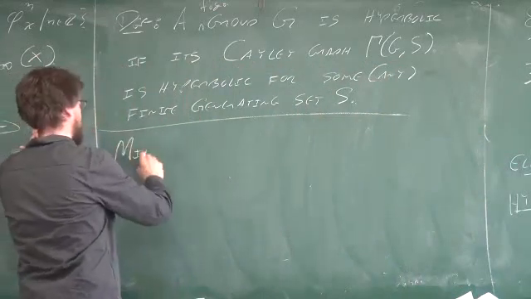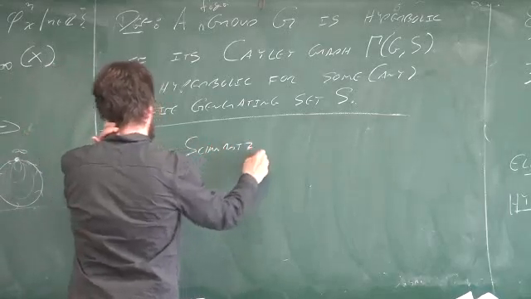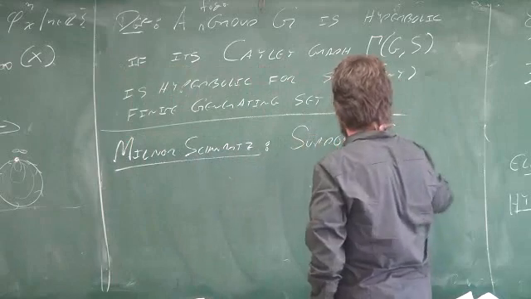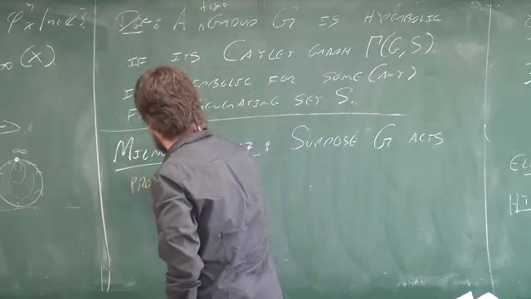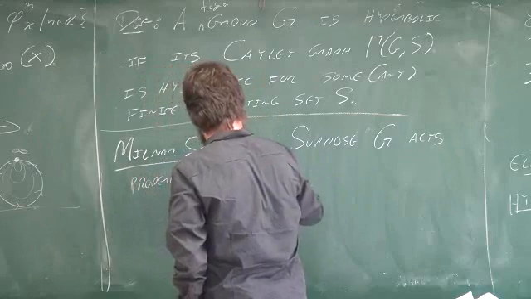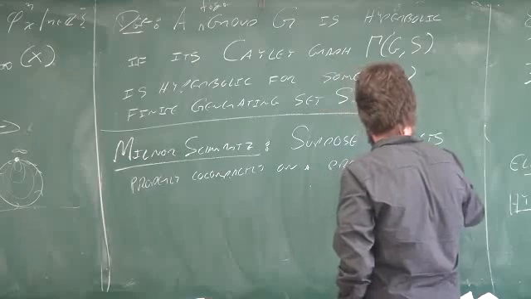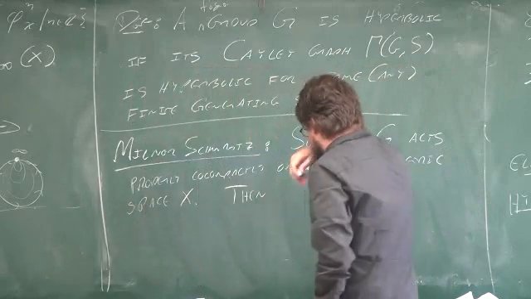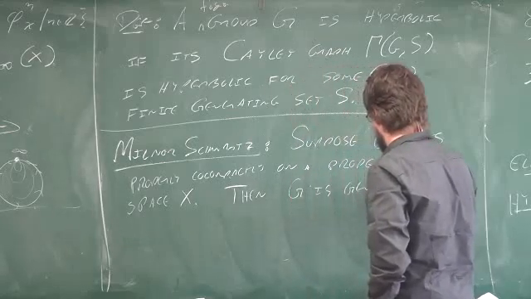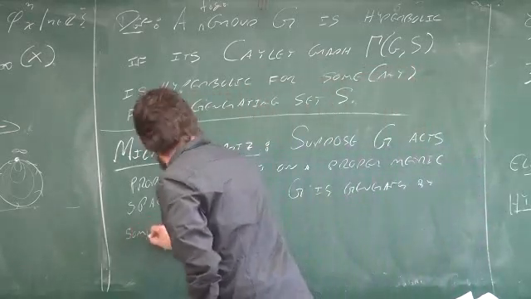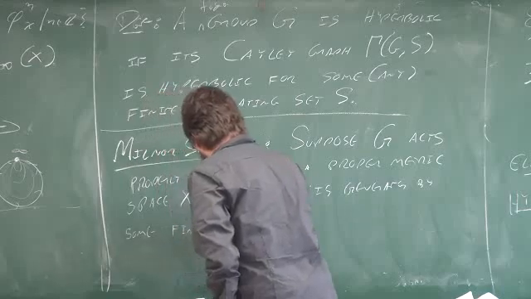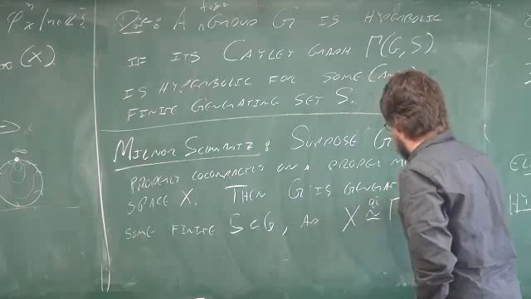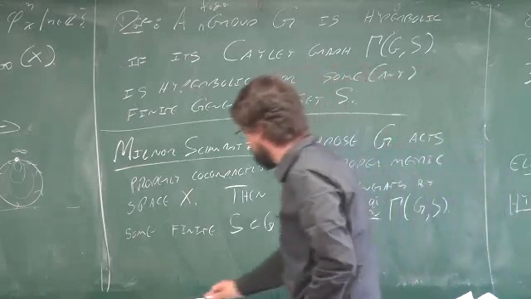One is the Milnor-Schwarz lemma, which says that, suppose G acts properly co-compactly on a proper metric space X, then G is generated by some finite set S in G, and, well, it's a little bit stronger than this, but I'll just say X is quasi-isometric to the Cayley graph Gamma of G, S. Now, what's a quasi-isometry?